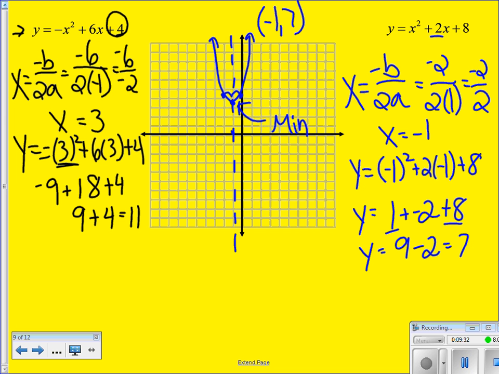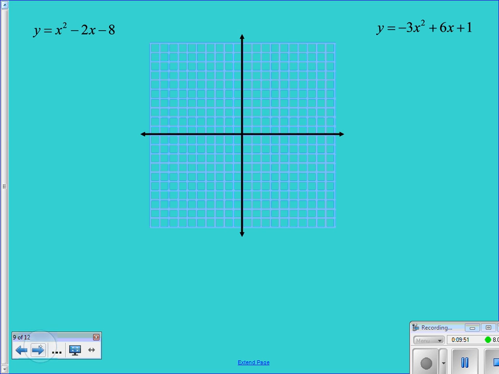And this is going to be really important when we start looking into graphing quadratics and applying them, because we're going to use it for maximizing revenue, minimizing cost, those kinds of things. It's going to be important that you can identify the maximum and the minimum. Let's take a look at number 3.